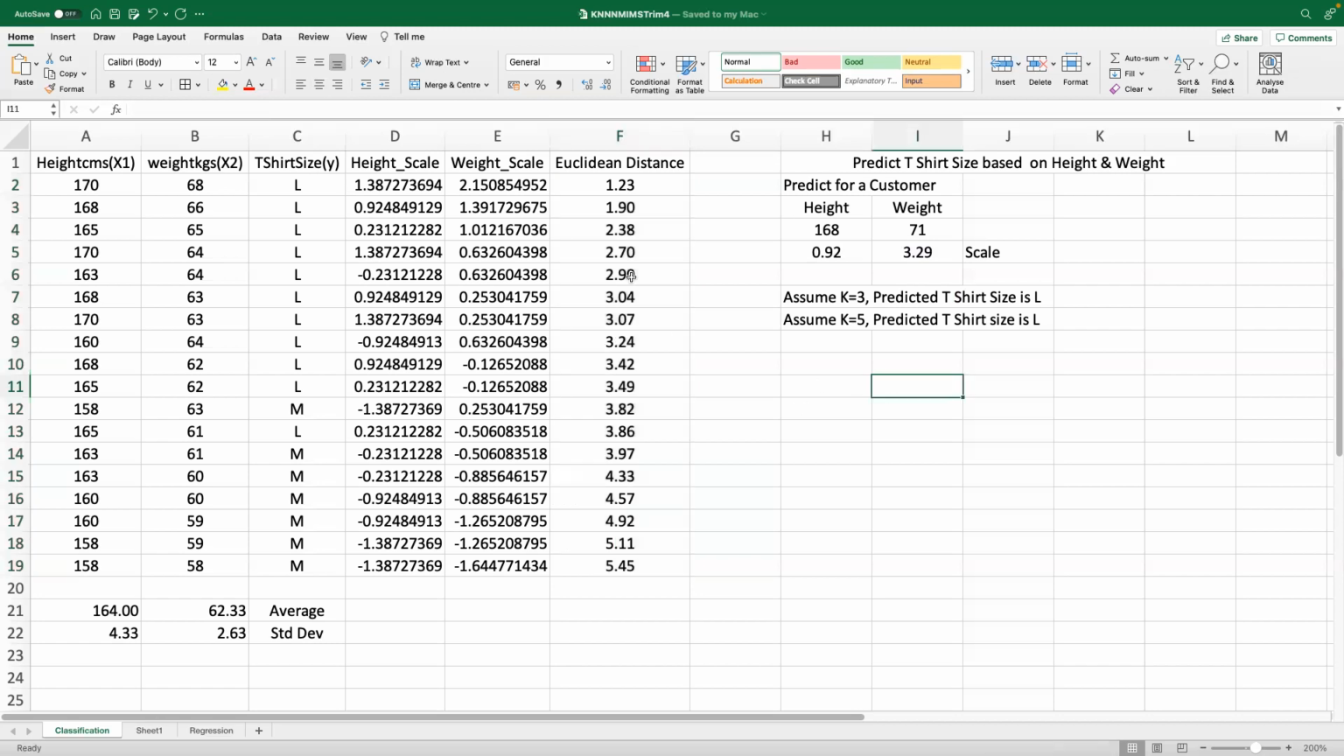So, assuming k is equal to 3, the top three shortest distances are already there. What is the majority class? L. Even if you take k is equal to 5, what is the majority class? L. Always take the k value as an odd number so that you can have a majority voting. This is done based on majority voting. Whichever class comes more in that k value will be the final predicted class. So k is equal to 3 and k is equal to 5 both give us the recommended t-shirt size as large.